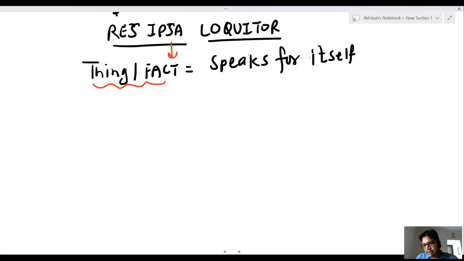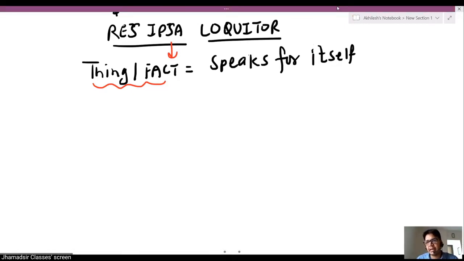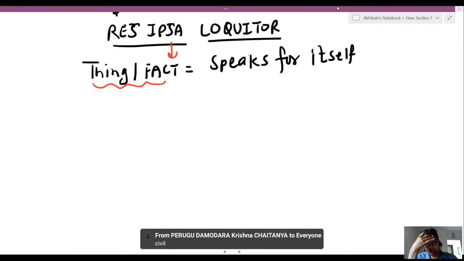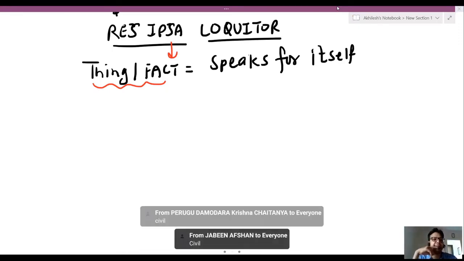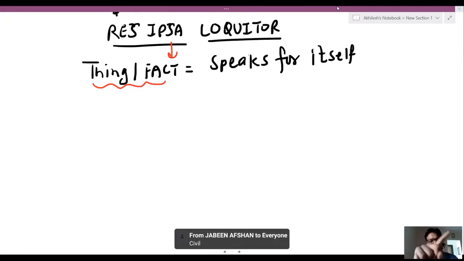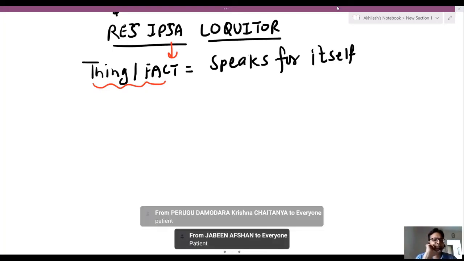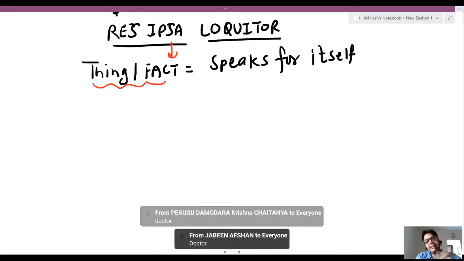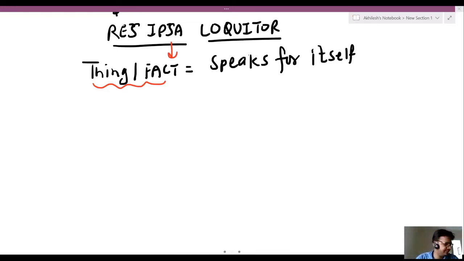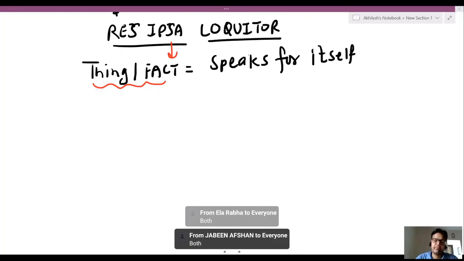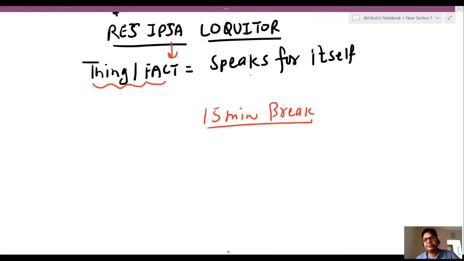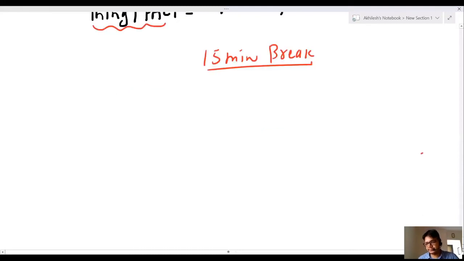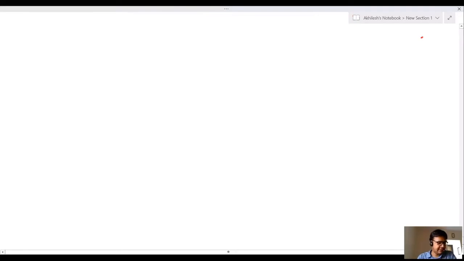Now I'm going to take a break and ask you some questions. Is tort an example of civil negligence or criminal negligence? T-O-R-T, tort: civil negligence. Burden of proof in civil negligence, who has to prove? The patient. Burden of proof in criminal negligence is on the doctor. Res ipsa loquitur proves civil negligence, criminal negligence, or both? Both. Res ipsa loquitur: a thing or fact which speaks for itself.